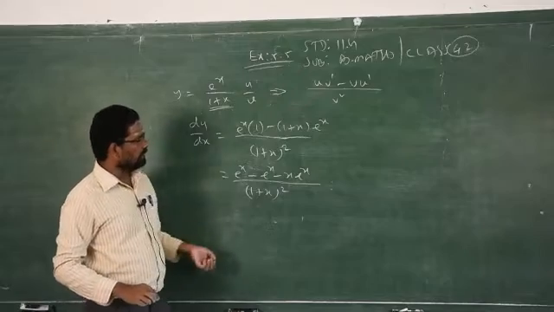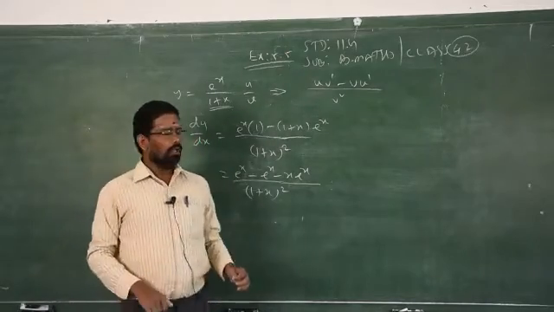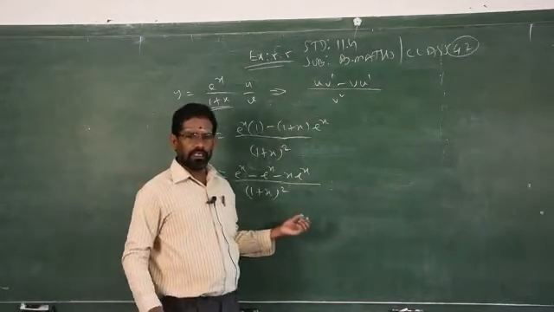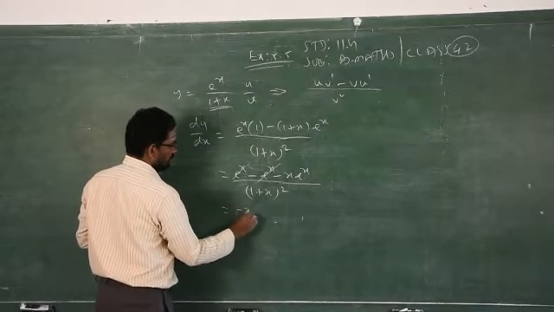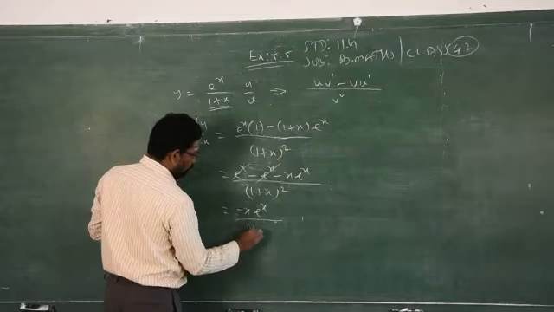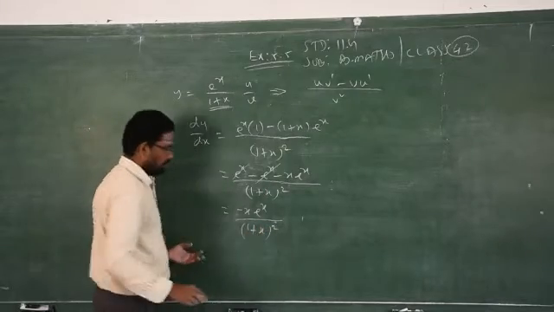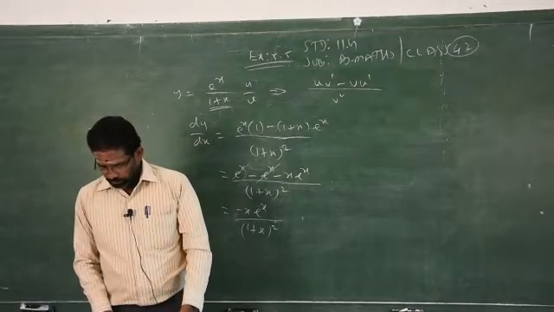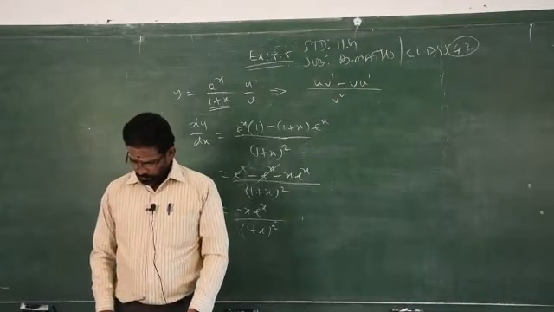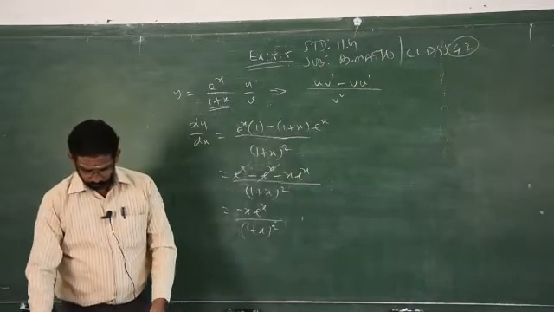So in the u by v method, or quotient rule, you don't disturb the denominator, you just keep it as it is. These two get eliminated, and then x into e power x by 1 plus x the whole square. This is your required answer for question number 1.